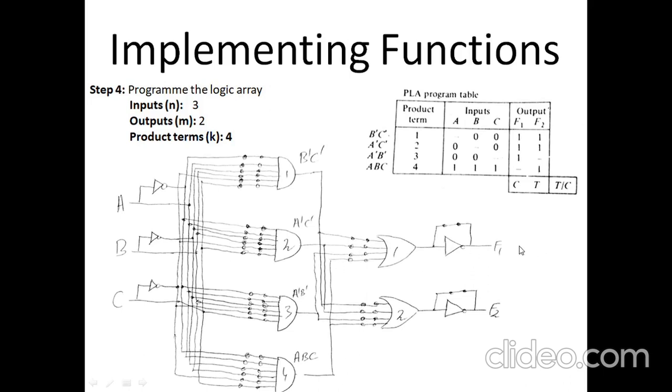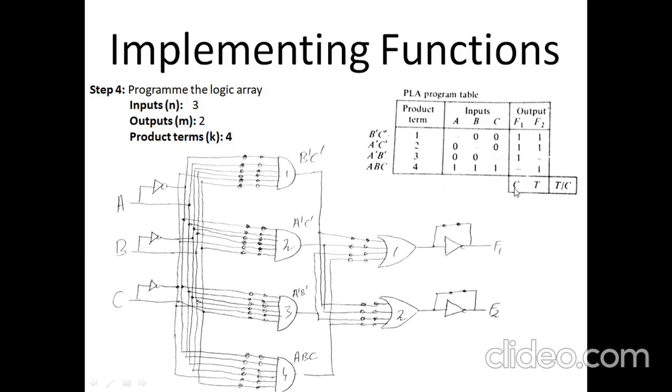And m is the number of outputs. So we have 2 outputs, and every output looks like this, taken from the OR gate and then passed through the inverter and fuse. So this is the desired PLA to implement these 2 Boolean functions, but this PLA has not yet been programmed. So we have to program it by looking into this PLA table, and we have to break some fuses, some links, so that would be the programming.